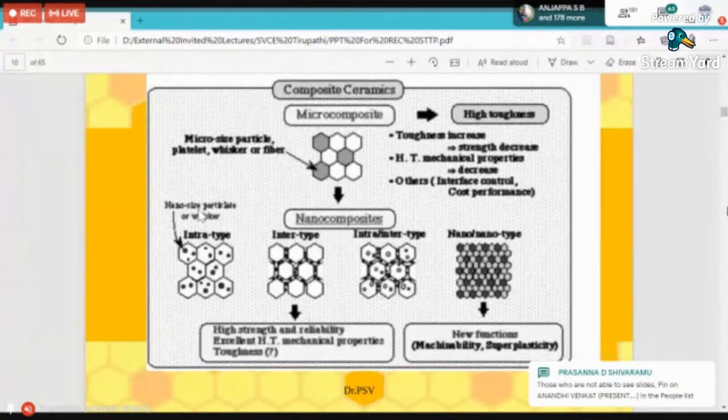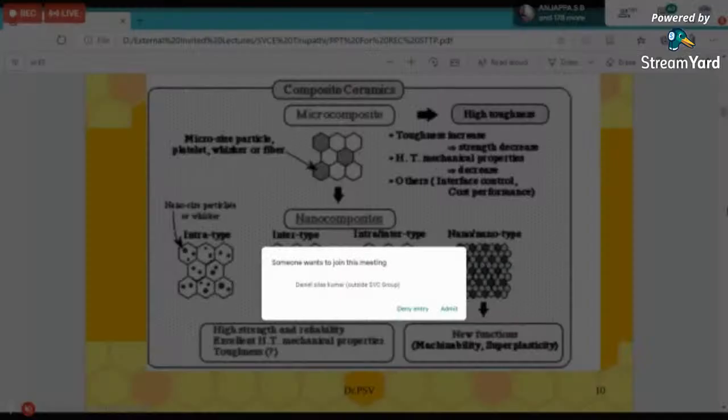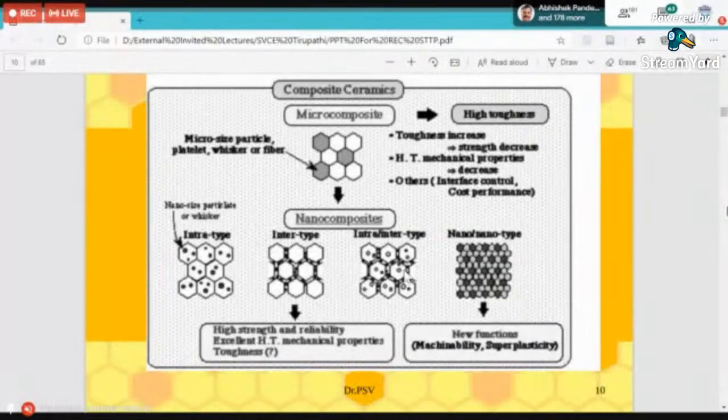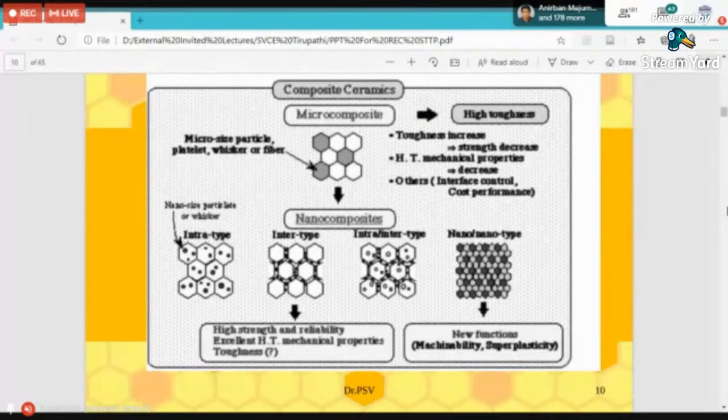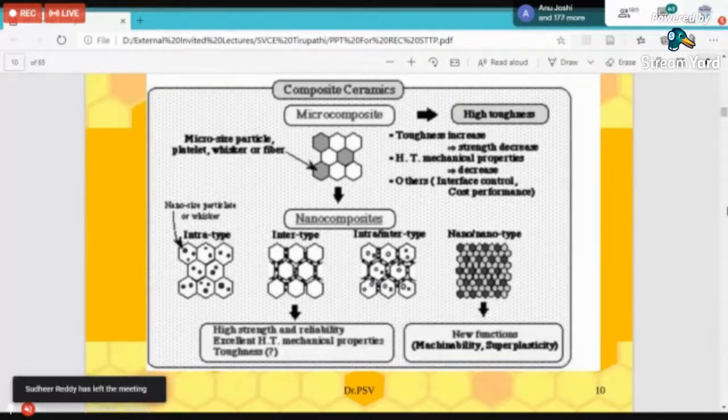You can have intra-type and inter-type, many types of infusing the nanoparticles between the two boundaries. That also can be visible. That will increase high strength and reliability when you are doing inter-type inclusion of the nanoparticles between the two crystal boundaries. So you can use it for high temperature mechanical applications. You can increase the machinability, and you can increase the superplasticity. So these are all the functional applications of the nanoparticles, and you can select your own application as you want.